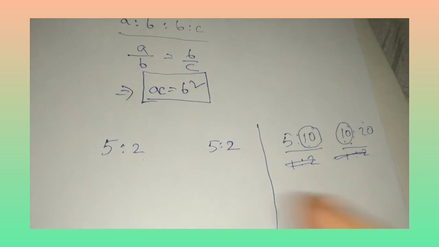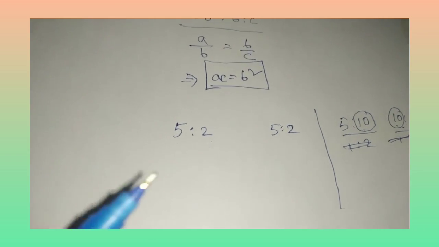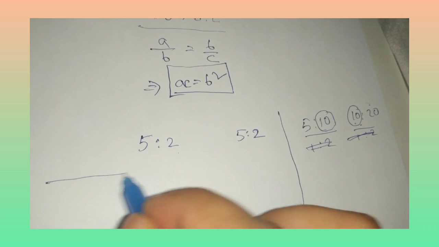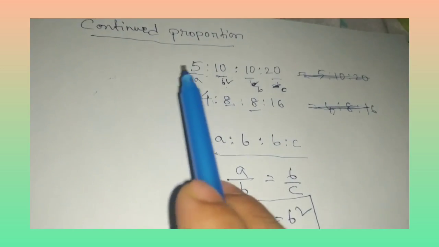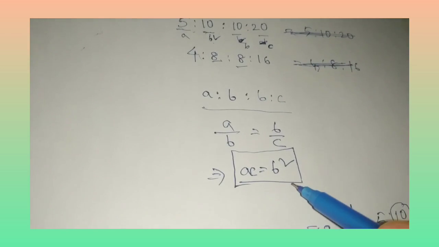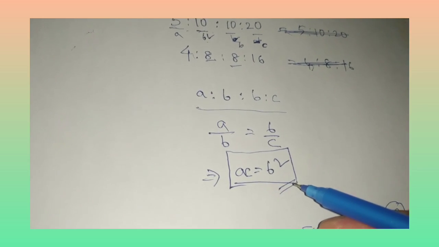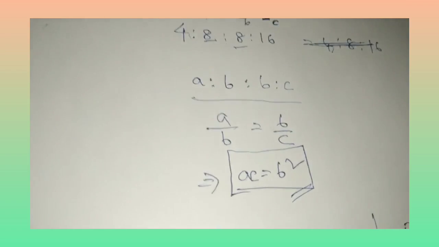Okay, now let's move on to an example. I hope this is clear. From continued proportion, we can write down a formula that is B square equals AC, or AC equals B square.